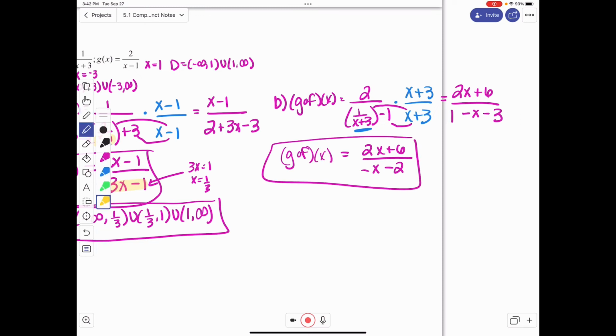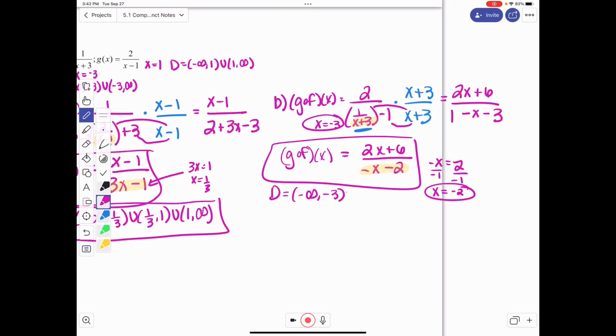Now I'll look anywhere I have a fraction, here and here. So I have a negative 3 as a restriction. Now, here, if I set that equal to 0, I need to divide by negative 1. So my restriction is actually negative 2 right there. So I got negative 3 and negative 2 as my restrictions. So I do negative infinity to negative 3, union negative 3 to negative 2, union negative 2 to infinity.